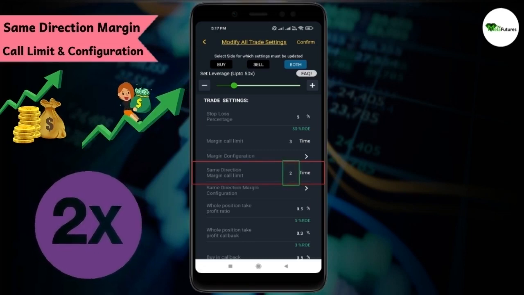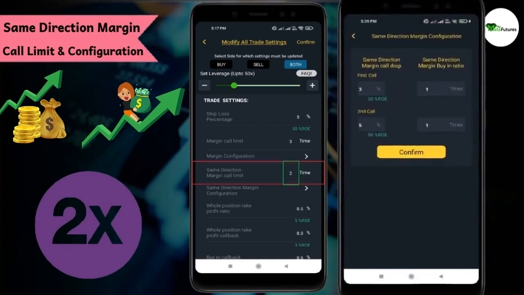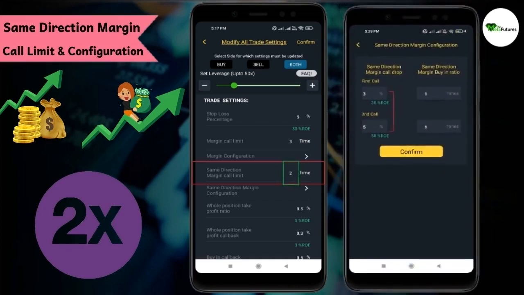I have entered 2 in the same direction margin call limit, so 2 calls are getting displayed in the same direction margin configuration. Whenever trade will go by 3% in the same direction the trade is already placed, then the first call will hit and the bot will place a trade once. Similarly, when a trade will go by 5% in the same direction the trade is already placed, then the second call will hit and the bot will place the trade once.